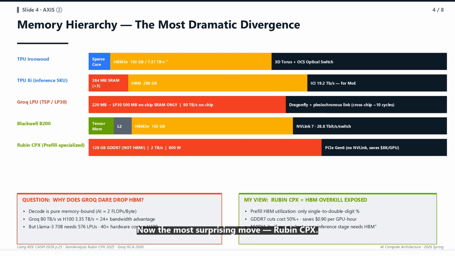Now the most surprising move, Rubin CPX. NVIDIA actually launched a chip using GDDR7 instead of HBM. Why? Because during prefill, HBM utilization is only single to double-digit percent. That's pure waste. GDDR7 saves over 50% cost and 90 cents per GPU hour. So my view: NVIDIA themselves are proving that not every inference stage needs HBM. This is partial vindication of Groq's path.